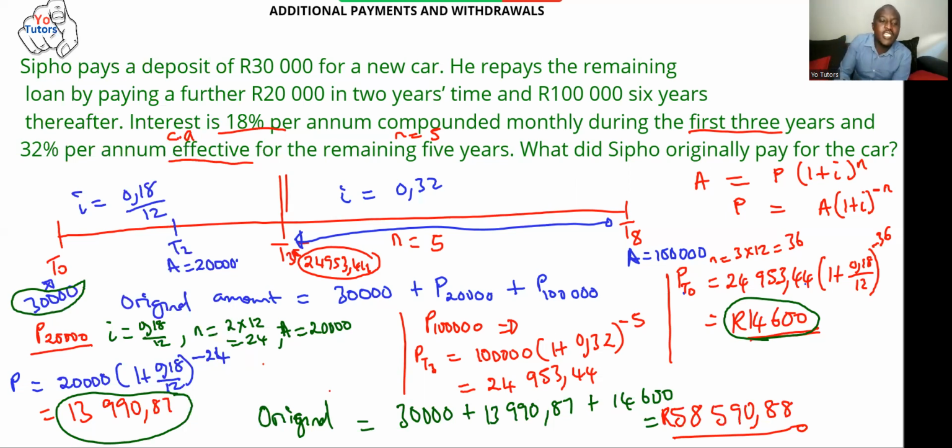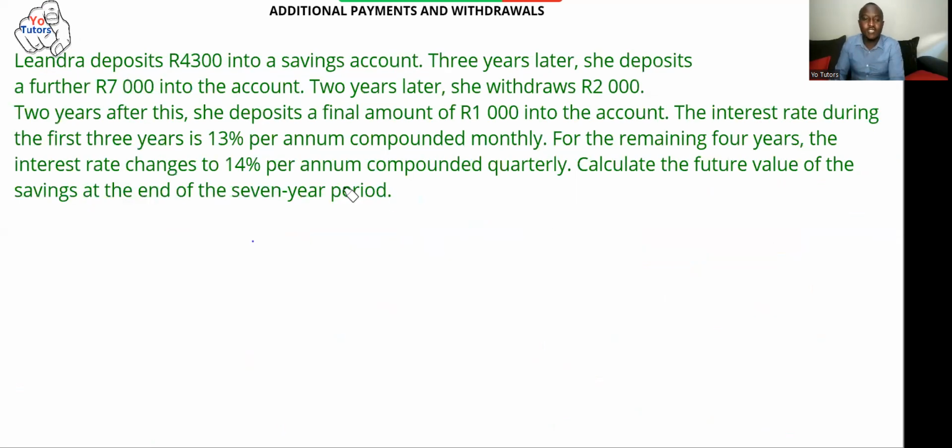Now let's go on to the next question here. I'm just going to give you a hint on the next question, okay? Because now I think you understand. Let's see here. Leandra deposits 4,300 into a savings account. 3 years later, she deposited a further 7,000 into the savings account. 2 years later, she withdraws 2,000. 2 years after this, she deposits a final amount of 1,000 into the account.